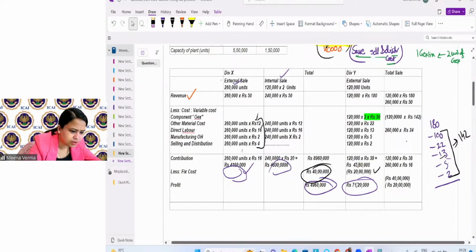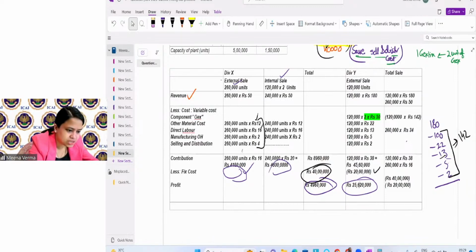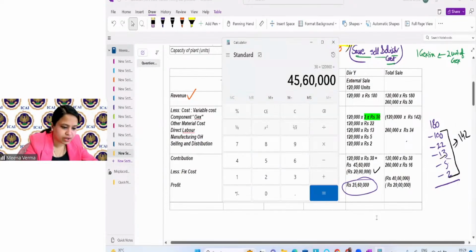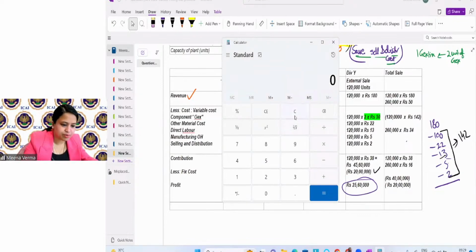A normal calculation, right? This is just a normal calculation. 2, 5, comma 6, 0. We have already got this answer. Chalo, let me calculate this also so that it will be confirmed that we have calculated it correctly.